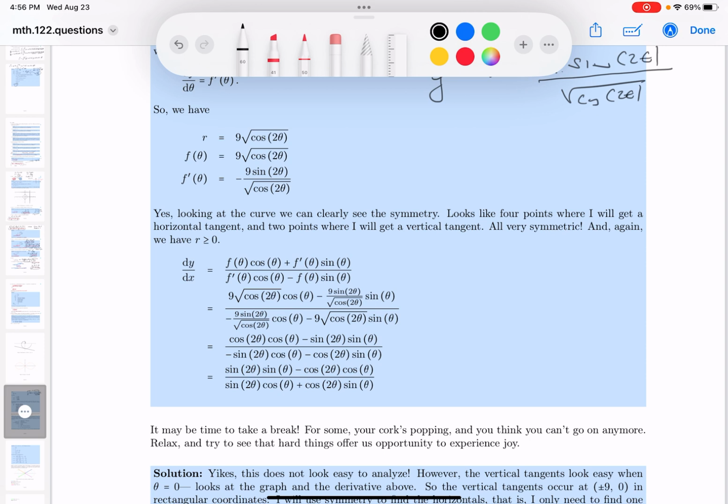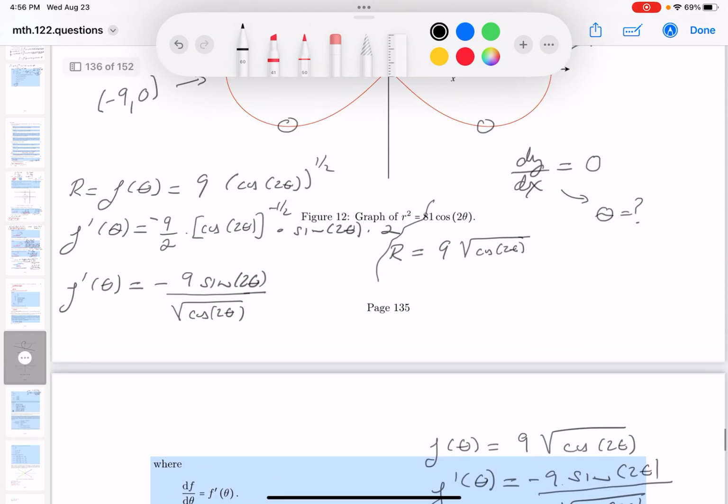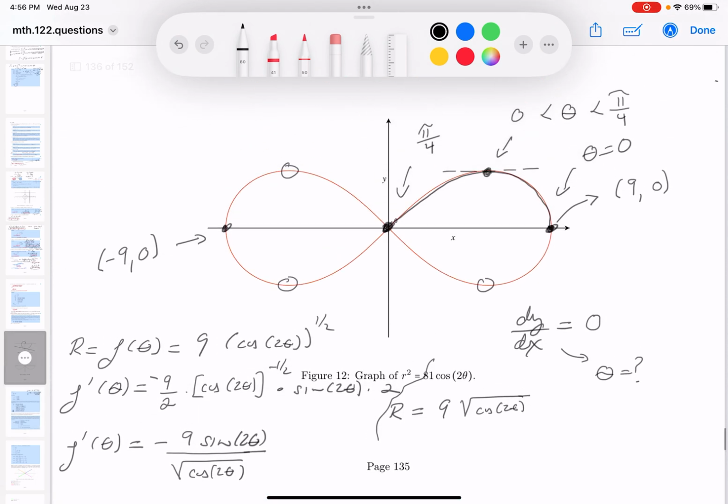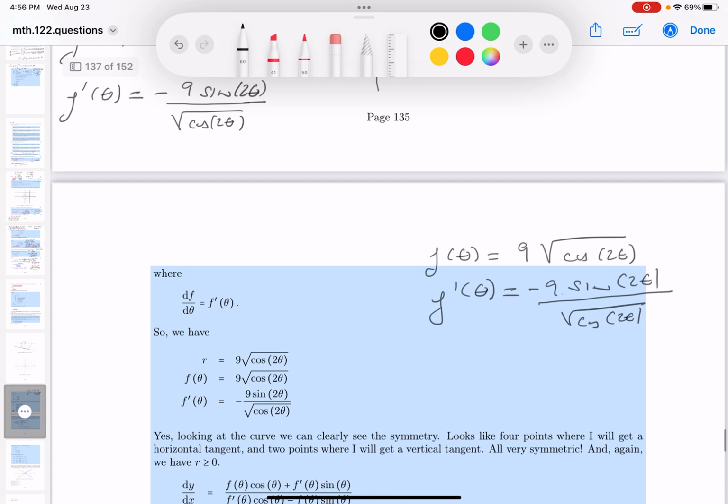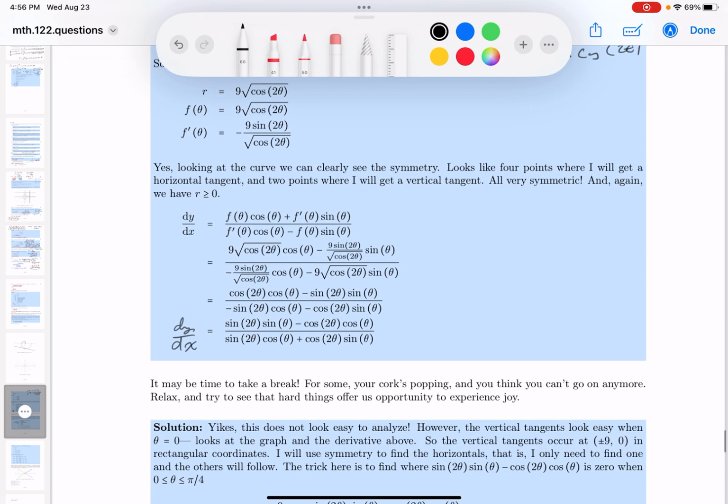At the very end of this is dy dx. And I want to remind you again, going back to my original analysis, I'm looking for this point, and I know it's going to occur between 0 and pi over 4. All right, and that's an important fact, by the way. So I know my theta is between 0 and pi over 4. I don't know what it is, but I know it's between 0 and pi over 4.